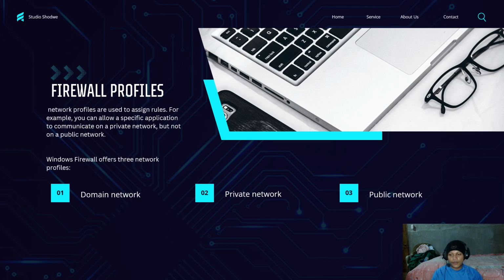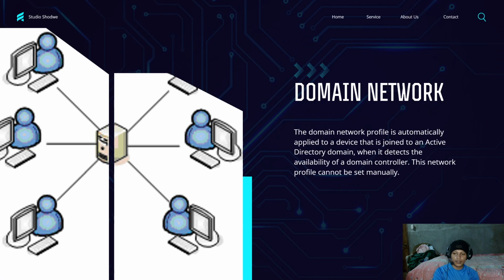And firewall profiles: network profiles are used to assign rules. For example, you can allow an application to communicate on a private network but not on a public network. Windows Firewall offers three network profiles. The first is domain network, the second is private network, and the third is public network.